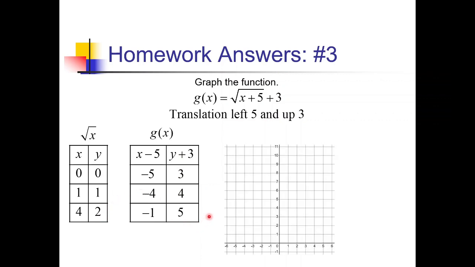Let me go ahead and graph all these out now. We've got negative 5, comma 3, and negative 4, comma 4 is right there. And then negative 1, comma 5 right there. Now the original endpoint of the square root function was 0, 0. That became negative 5, 3. So we're starting at negative 5, 3 and just going straight through all the other points like so.